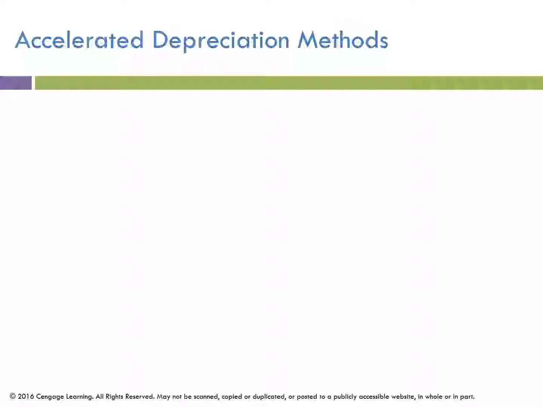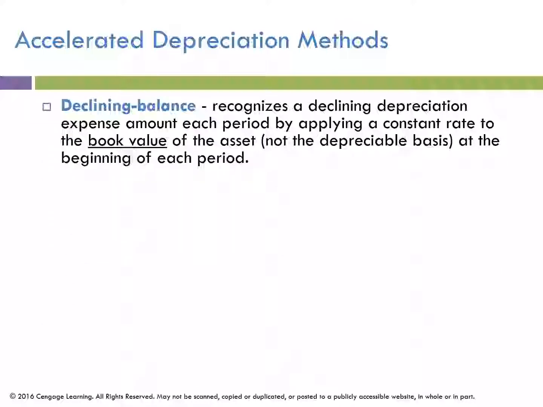Our next method in the accelerated depreciation methods is called declining balance. This is a little different. It does recognize a declining depreciation expense amount each period by applying a constant rate. So we're going to be multiplying something by a constant rate. And that something is book value, not depreciable base. So in the straight line and sum of the year's digits, we always use cost minus residual value in our calculation. That is not the case with declining balance. We use book value, which is cost minus accumulated depreciation. So you have to keep that straight.